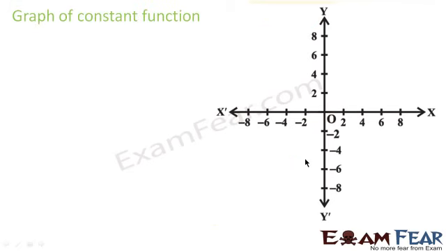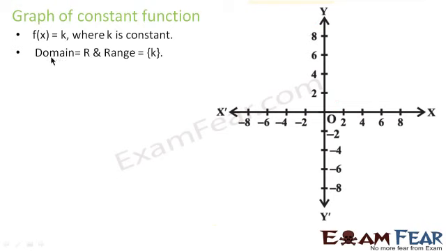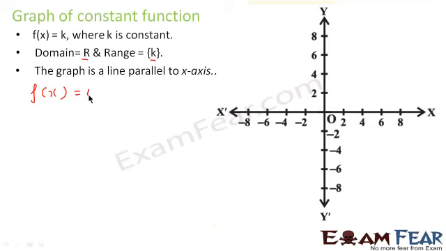Now let's take the constant function. In a constant function we say f(x) is equal to k. Here the domain is R and the range is only k. And the graph is a line parallel to the x-axis. Let's take an example. When we say f(x) is equal to 4.